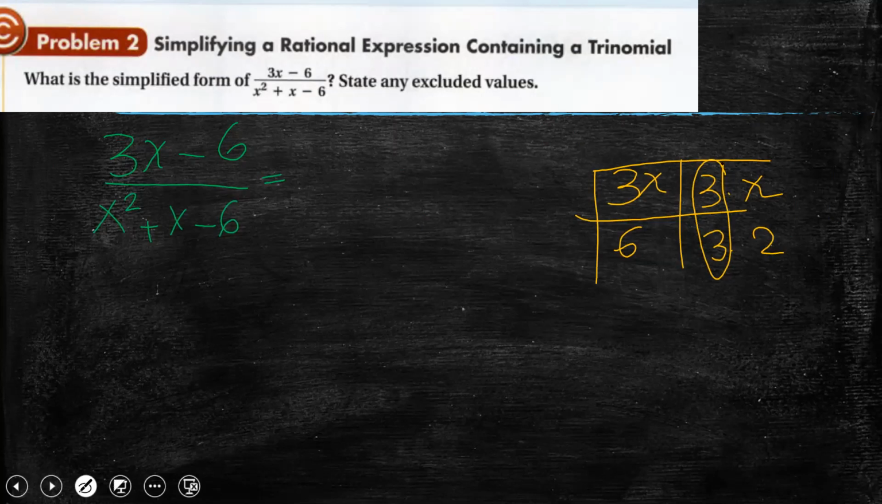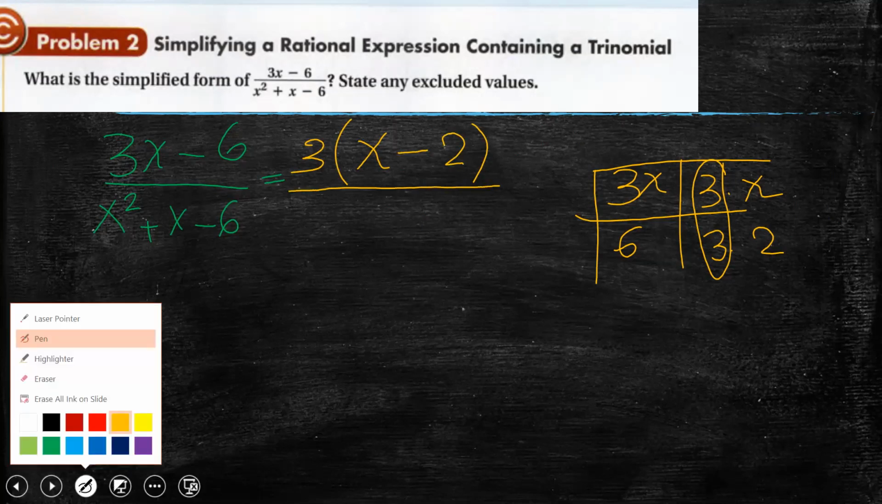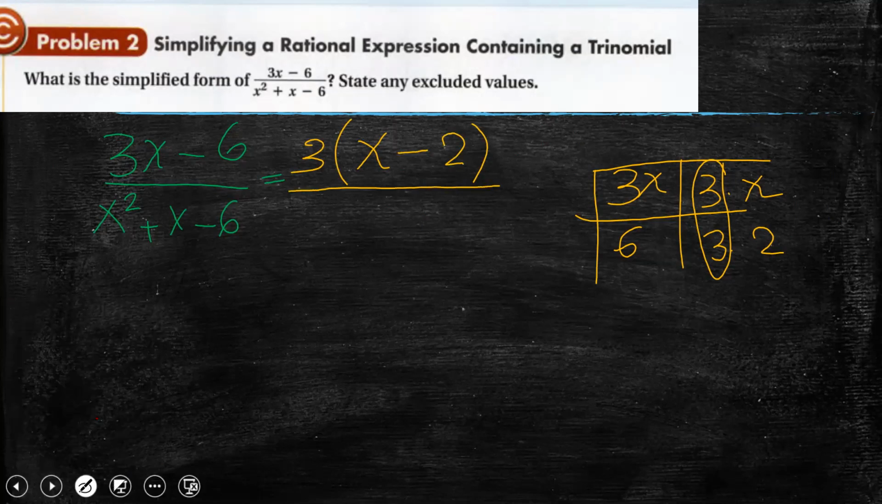It is 3. So I will put 3 here. Then I will open the brackets. When I take 3, what is left? X, minus. And here, what is left? 2. Minus 2. Bravo. Now, for the numerator, it's very easy.